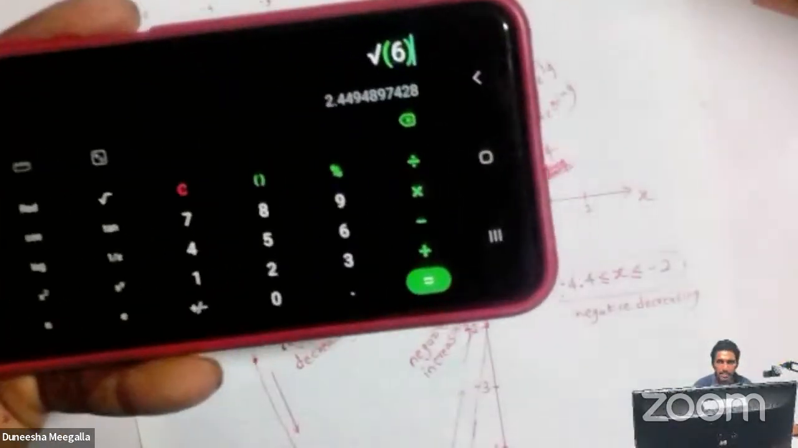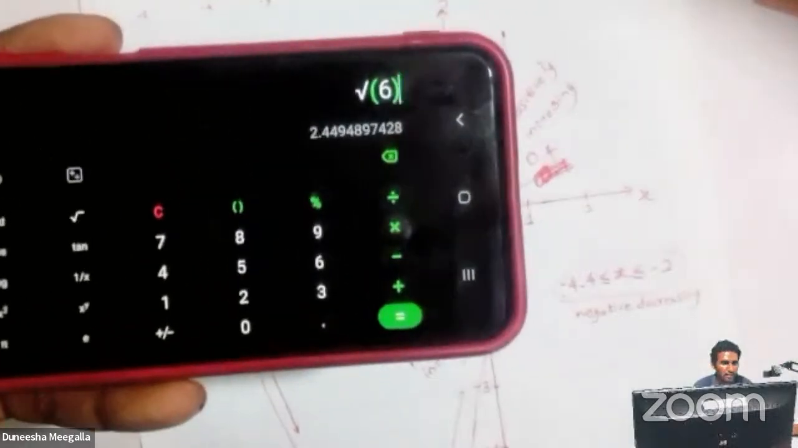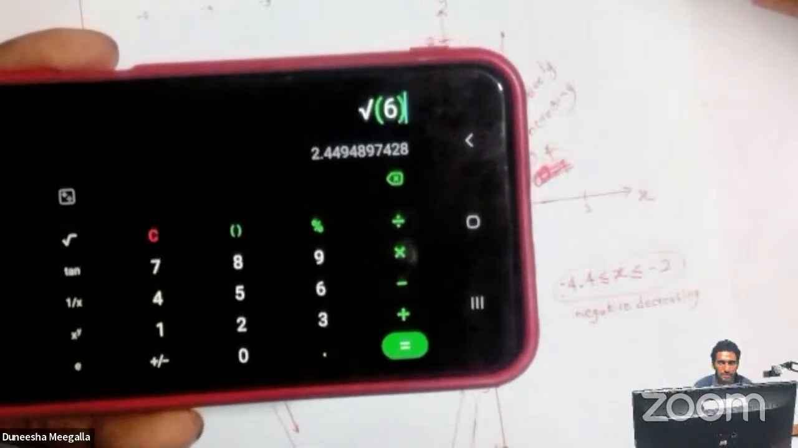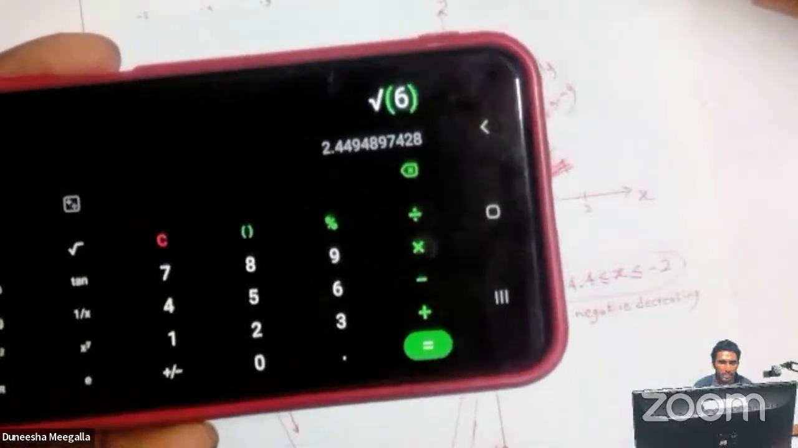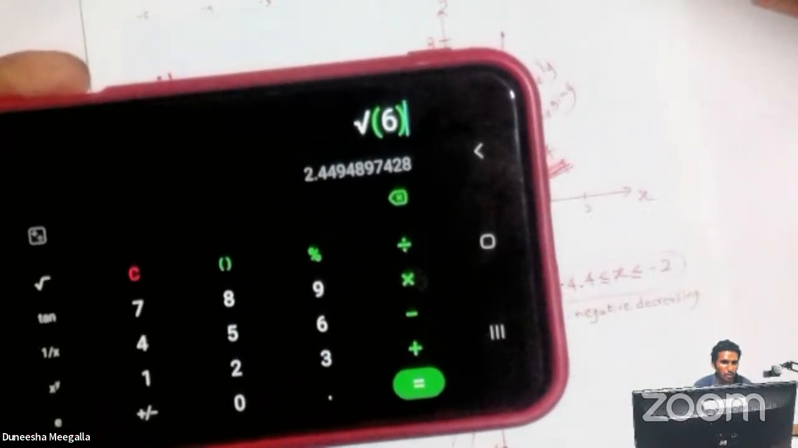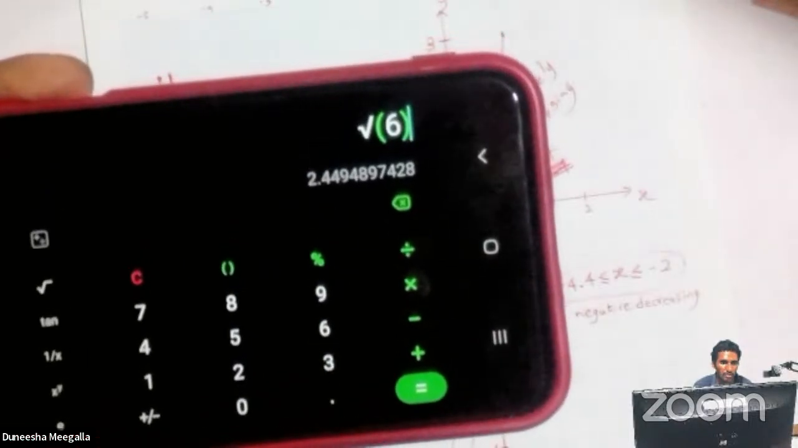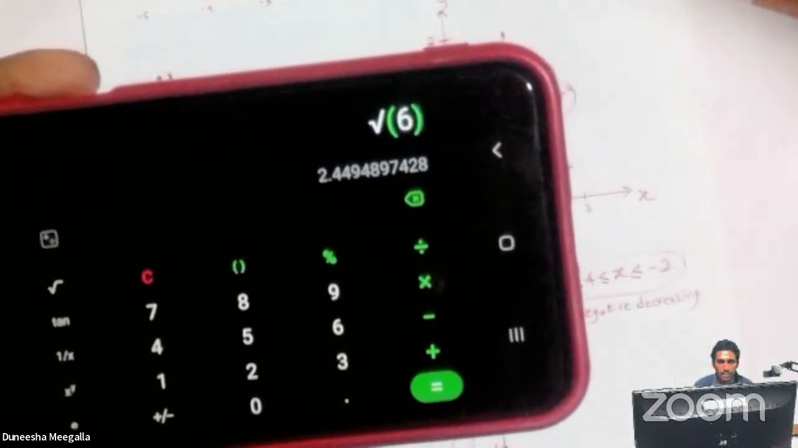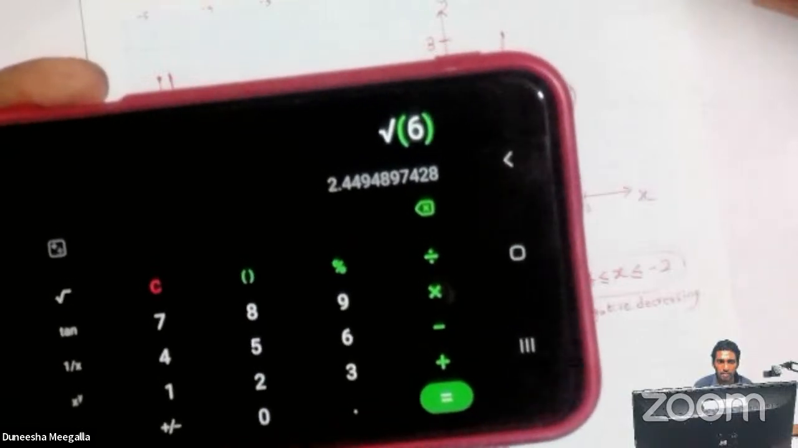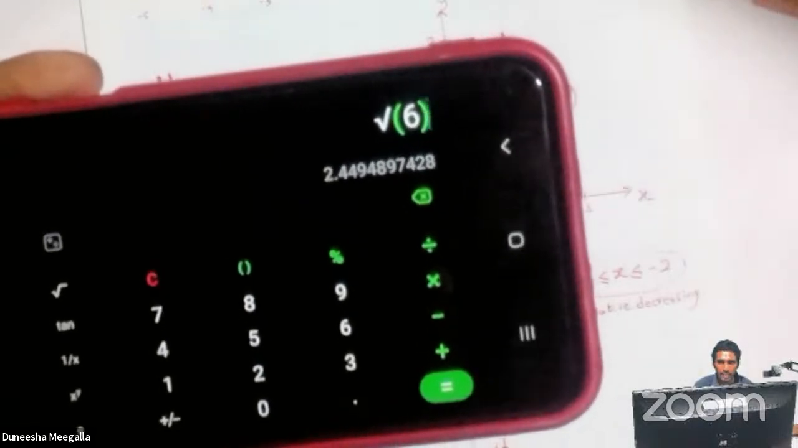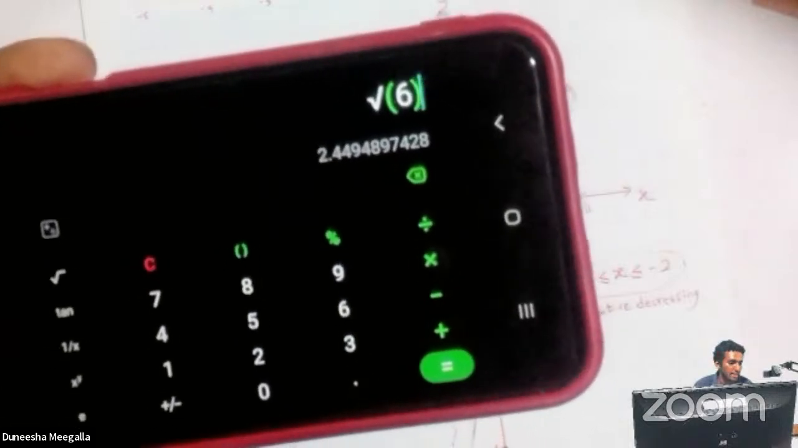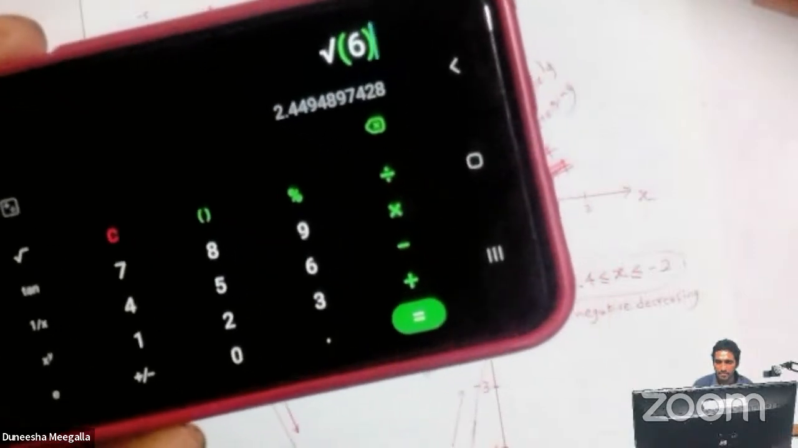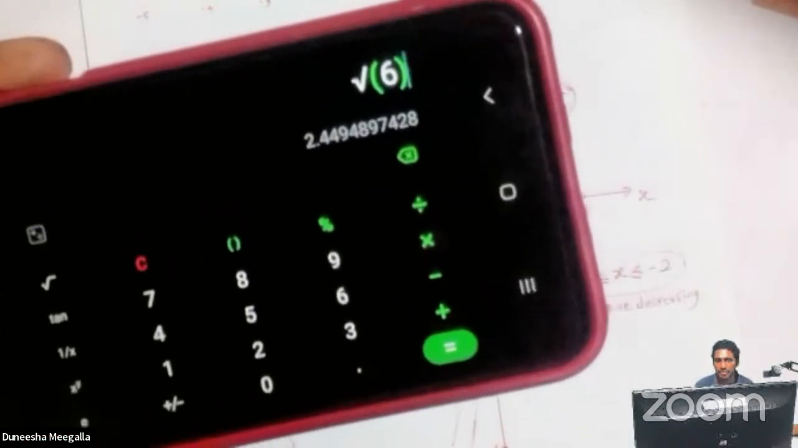Okay, look, can you see the value of root 6? Can you see what the value is? Yes, sir. It's 2.4494897428. Yes, then you can see our graph is correct to 1 decimal point. That is why we got this value. Otherwise, the decimal places here would differ. Okay.